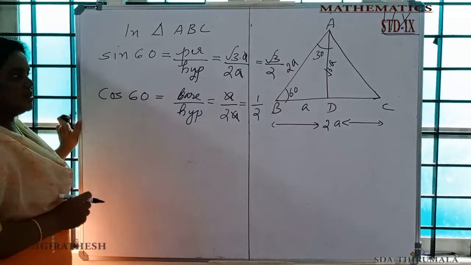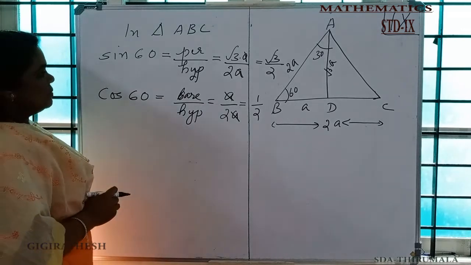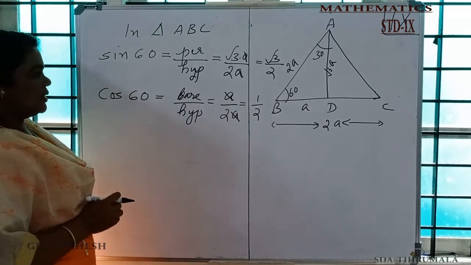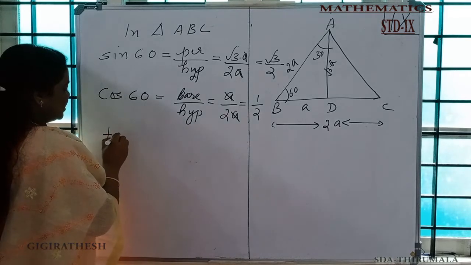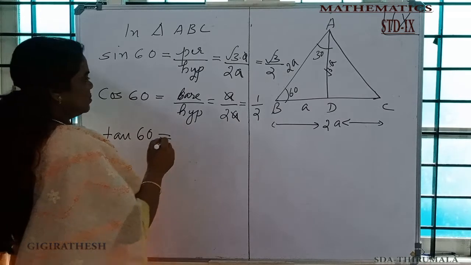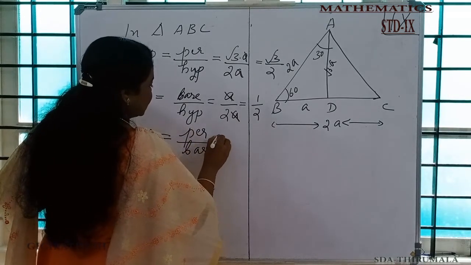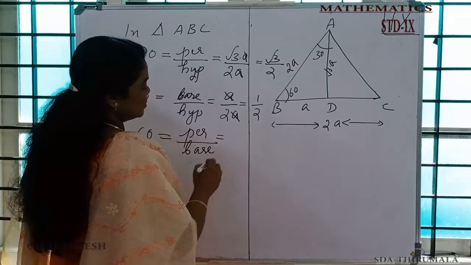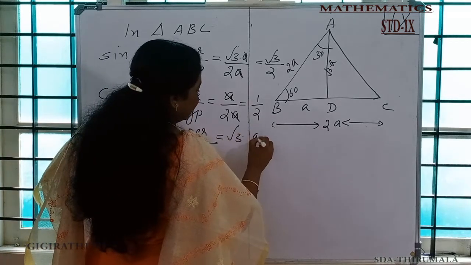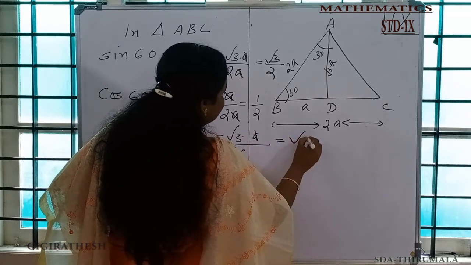And what is cos 60? Cos 60 is equal to 1 by 2. Sin 60 is equal to root 3 by 2, and cos 60 is equal to 1 by 2. The next ratio is tan 60. Tan 60 is equal to perpendicular by base, which is root 3a by a, and cancelling the a we get root 3.